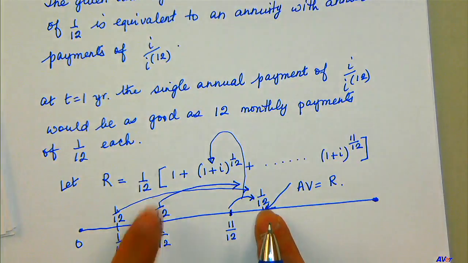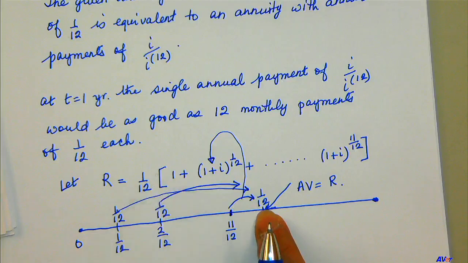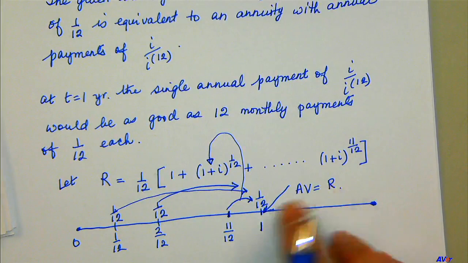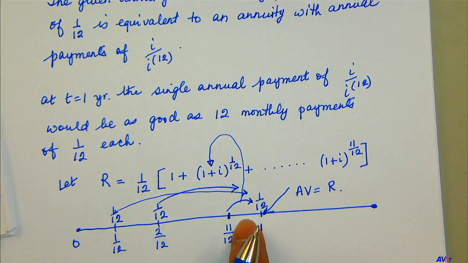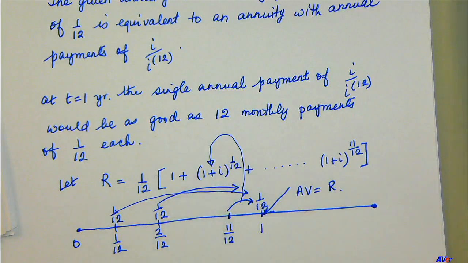And lastly, I have 1/12 times 1. You follow? I'm taking the accumulated value. My aim is to show that this R is just the accumulated value of all these payments, and it might as well just be one payment of i over i^(12). That's my goal. Because if I can show that, then I have the right to do what I did on the previous page.